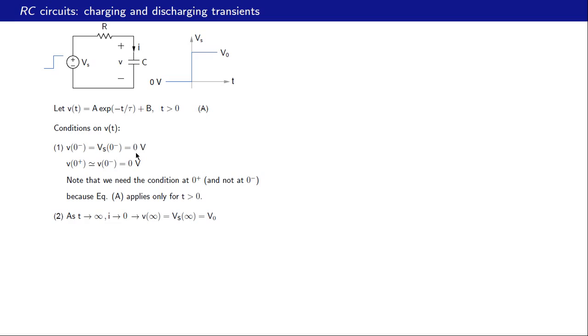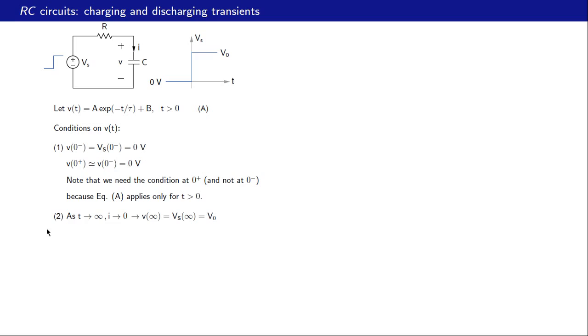Now as we have seen earlier, the capacitor voltage cannot change abruptly, and therefore V at 0 plus must be the same as V at 0 minus. Therefore V at 0 plus is also equal to 0 volts. Now why are we concerned about V at 0 plus? That is because this equation applies only for t greater than 0. It does not apply at 0 minus. So we can use this condition to get A and B, but not this condition.